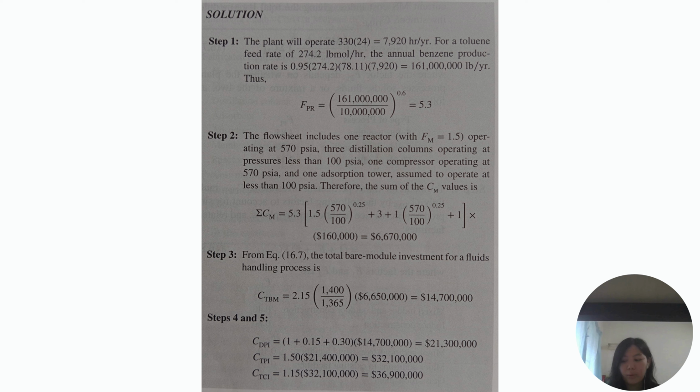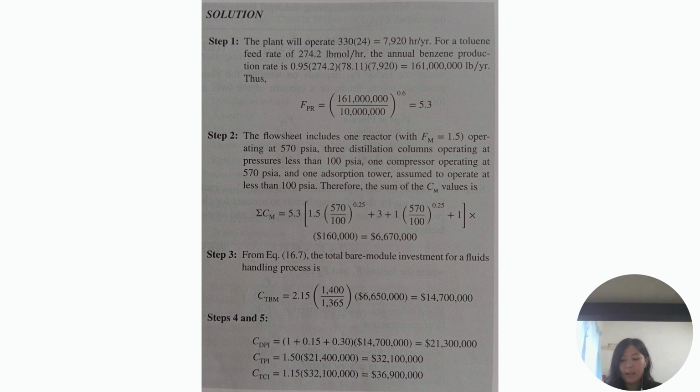Next, step 2. We need to identify what equipment the flow sheet has. The flow sheet includes one reactor operating at 570 psia, 3 distillation columns operating at pressure less than 100 psia, 1 compressor operating at 570 psia, and 1 adsorption tower assumed to operate at less than 100 psia. Therefore, the sum of the CM values is as follows. Note that there is a difference between less than 100 psia and more than 100 psia.